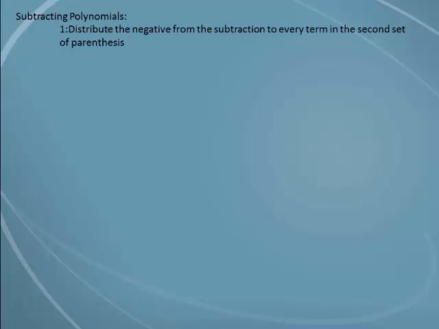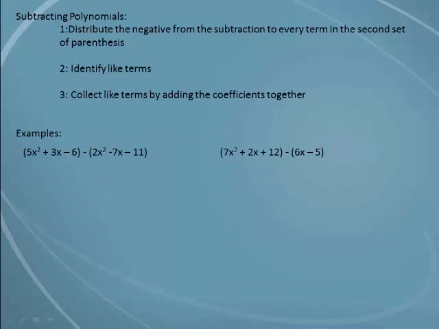Okay, when we subtract polynomials, it's similar to addition, but we have to distribute the negative from the subtraction to every term in the second set of parentheses first. Then we identify the like terms, and then we add them together. So we'll have a few examples here as well. So I want to distribute this negative in. So that is going to change all of these signs.